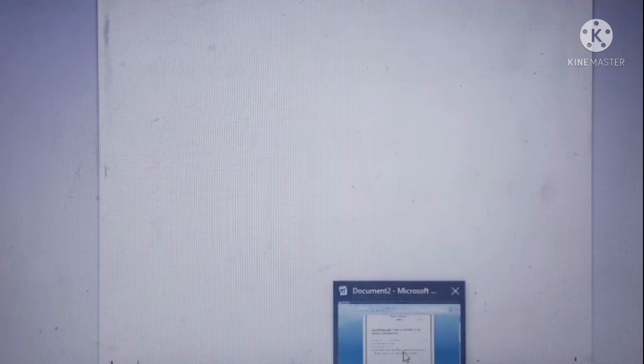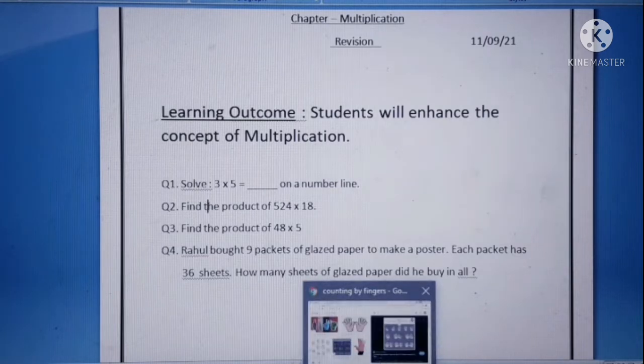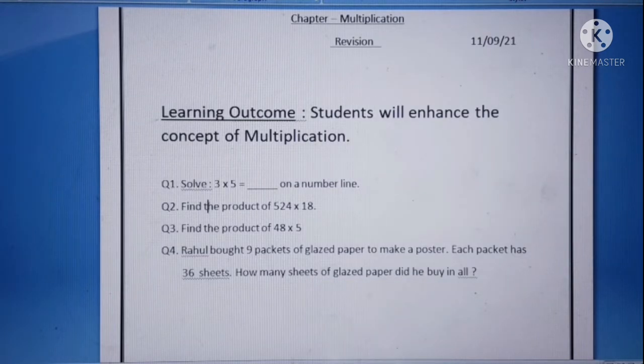Question number 2. Find the product of 524 and 18. 524 multiplied by 18. So this is your children. We are multiplying by a 2-digit number, right? Our multiplier is 2-digit number. So first let's start. Let's recall this. Let's do this. Question number 2.